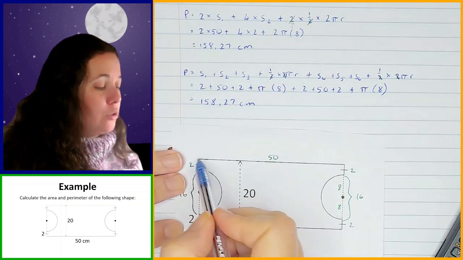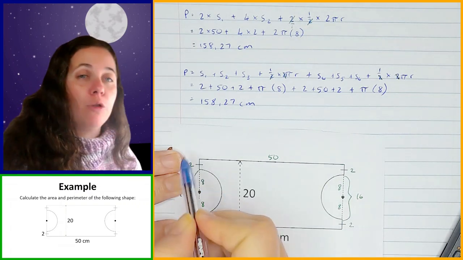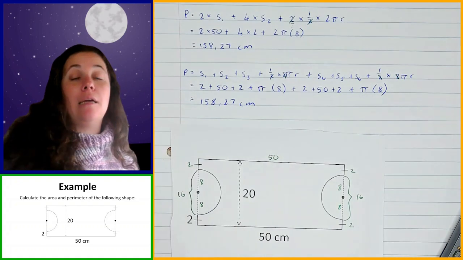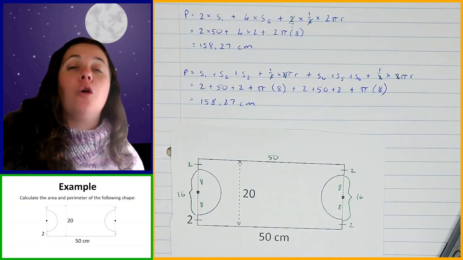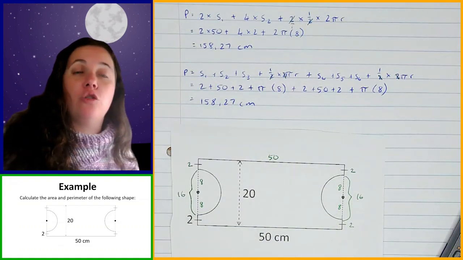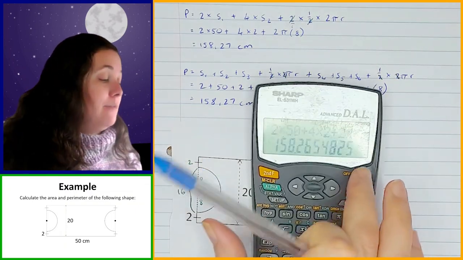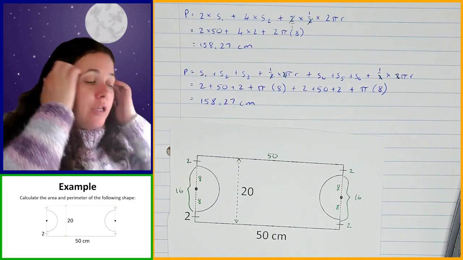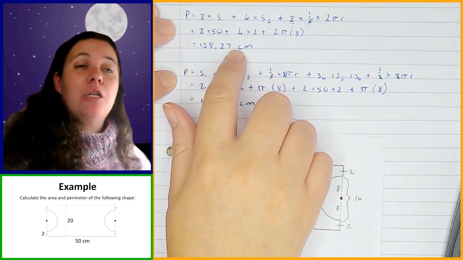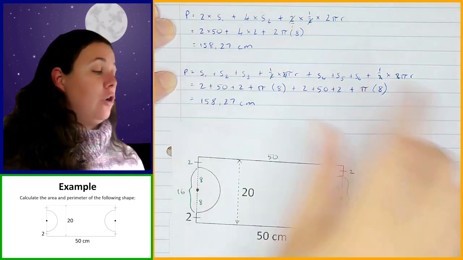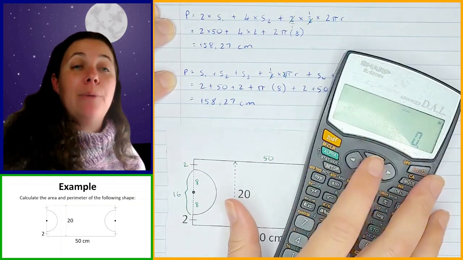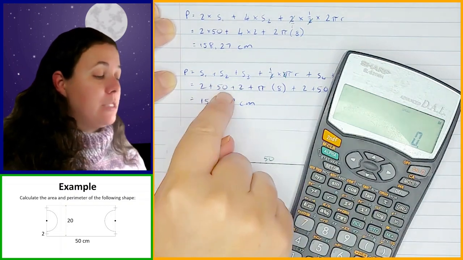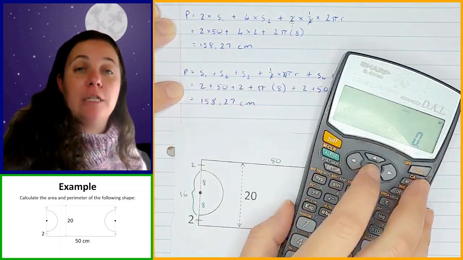So there are two different ways of doing it. The one way is to just work your way around the shape and add up all the sides as you go. The other way is to look for sides that are the same length and combine them so that you don't have to write so much, you don't have to type so much into the calculator. Both of them have pros and cons. This method is better in terms of the fact that you are less likely to make mistakes typing it into the calculator because you have less to type in, okay? This method, you're more likely to make mistakes typing it into the calculator.